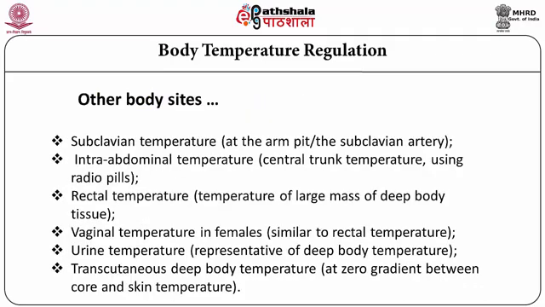I move on to other sites. Sometimes you must have seen that people put a thermometer under the armpit, which is close to the subclavian artery. That is also one kind of site from where temperature can be measured. And one can put a thermometer inside the rectum, and that is known as the rectal temperature. If we cannot do rectal temperature, the other alternative is to put a thermometer on the flowing urine, which will also read the body or core temperature.